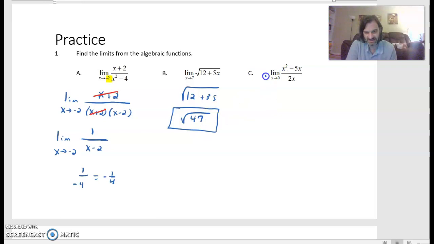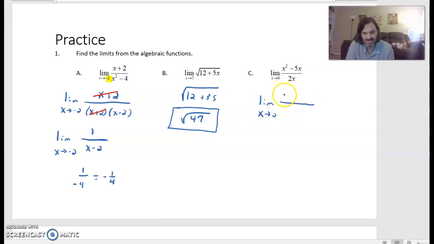The next one, 1c, the limit as x approaches 0 of the fraction with numerator x squared minus 5x over denominator 2x. So we plug in 0. We get 0 over 0 when you evaluate that. So let's see if we can break it down a little bit. We'll have the limit as x approaches 0.